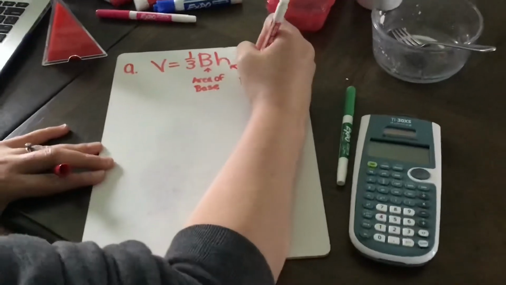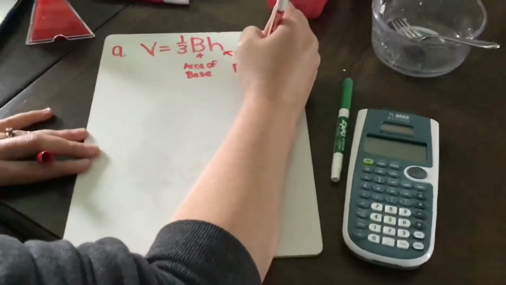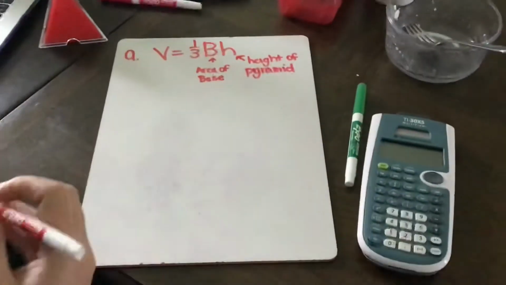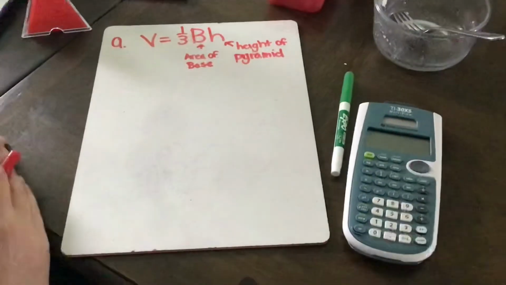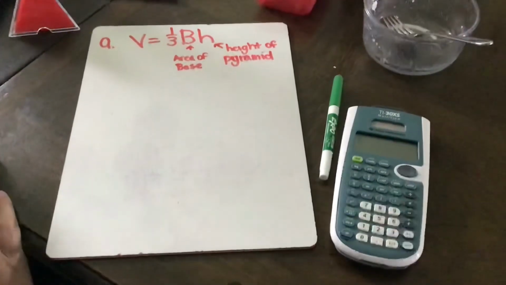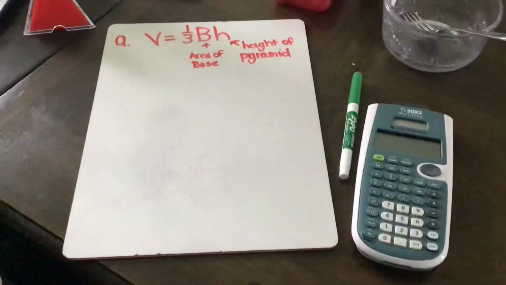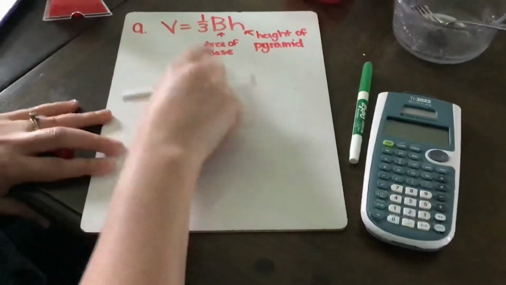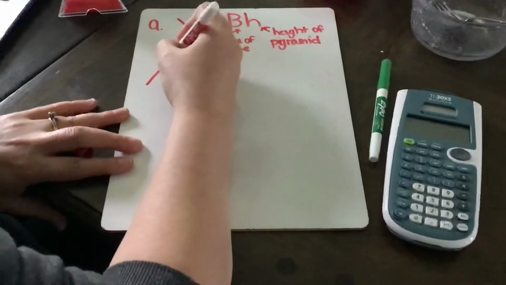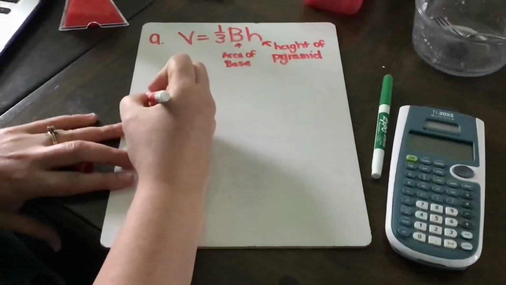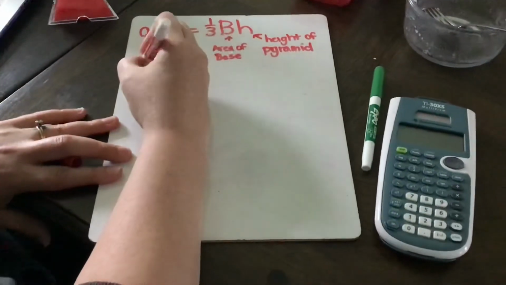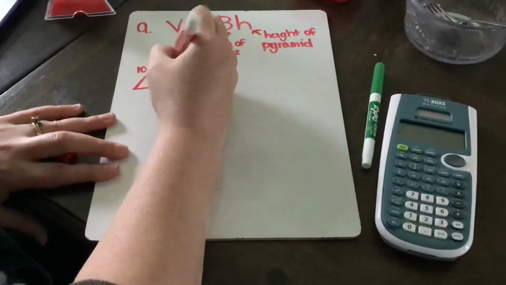So be careful with all that terminology out there, that when you're looking at H, when you're looking at B, that you're looking at the right thing. All right, so first thing I need to do is find the area of the base. So the shape of the base is an equilateral triangle. So I know that each one of the sides are 10.